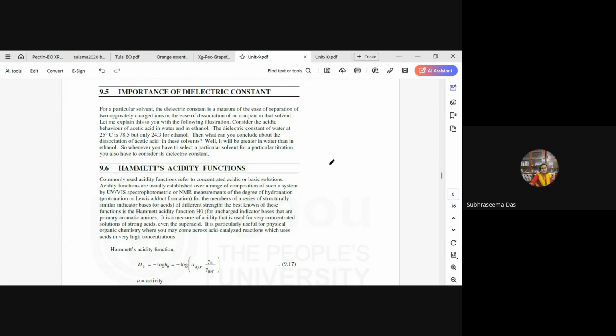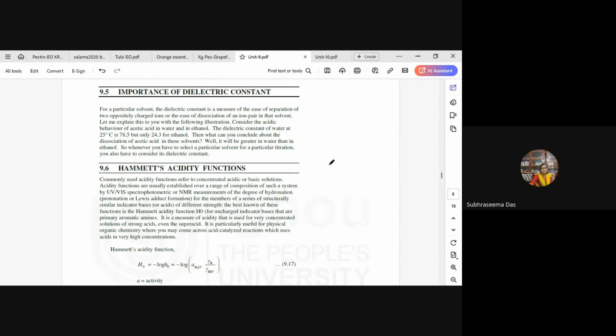So we know that for any particular solvent, the dielectric constant measures the ease of separation of the two oppositely charged ions, or the ease of dissociation of an ion pair present in the solvent. So let us consider the acidic behavior of acetic acid in water and in ethanol.